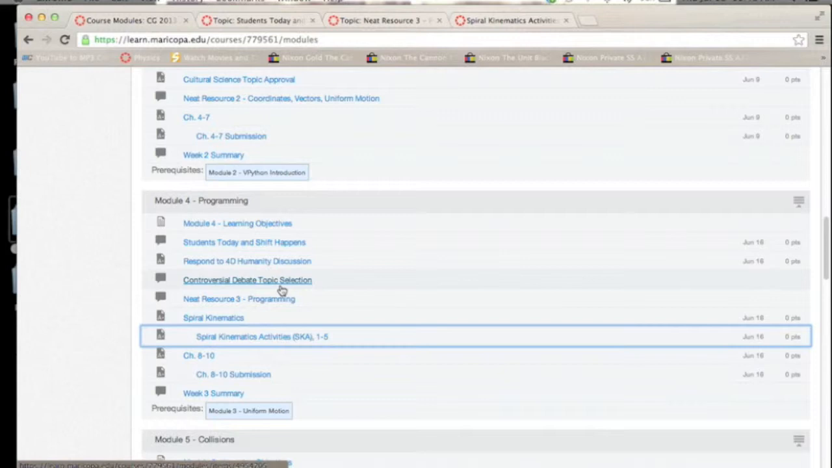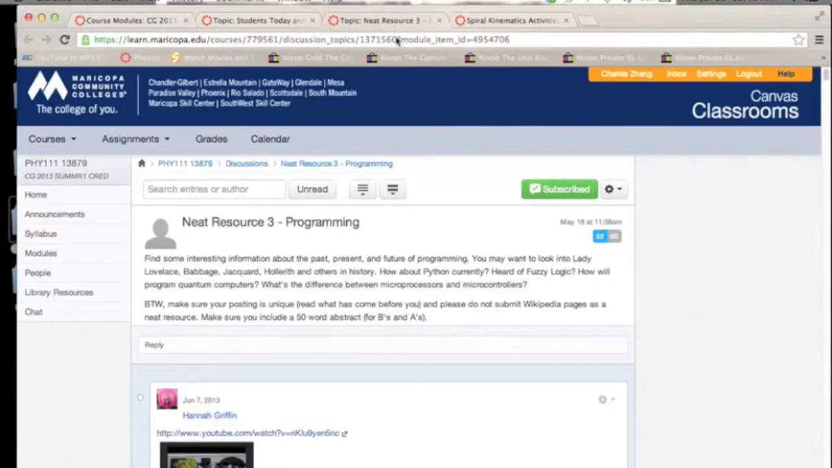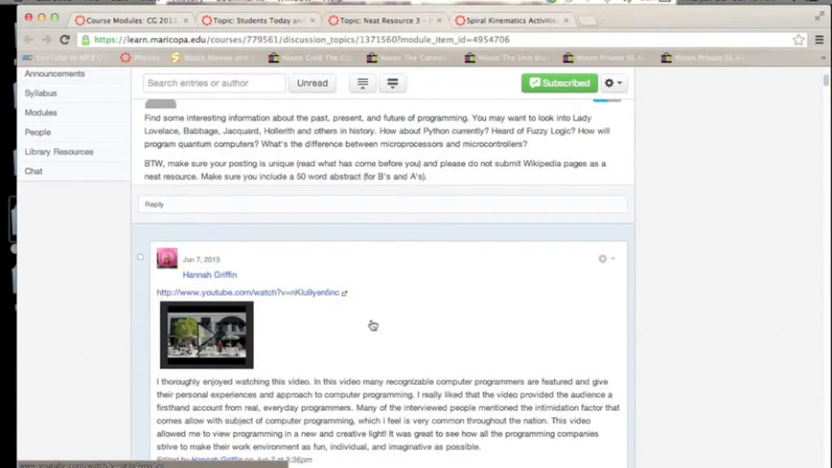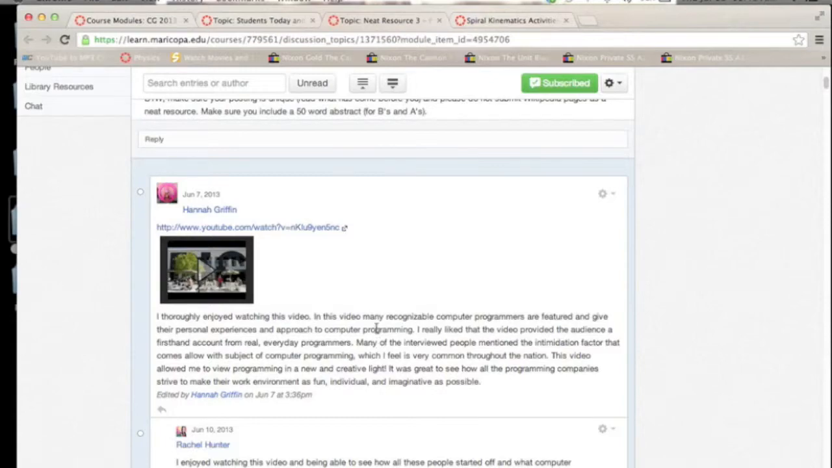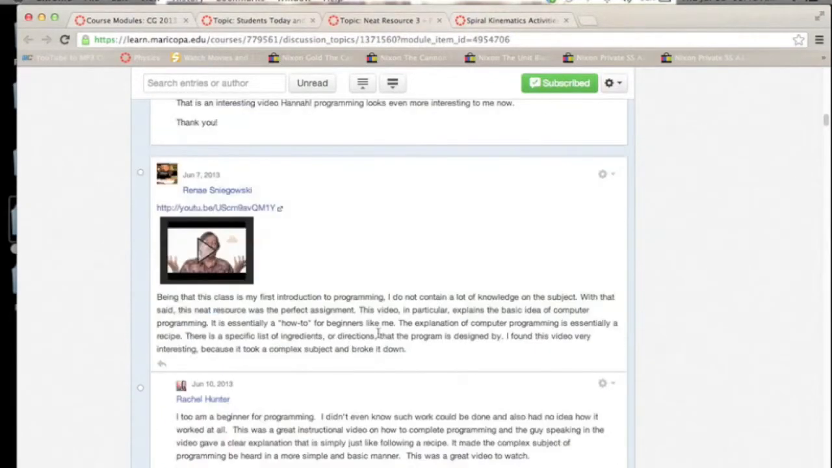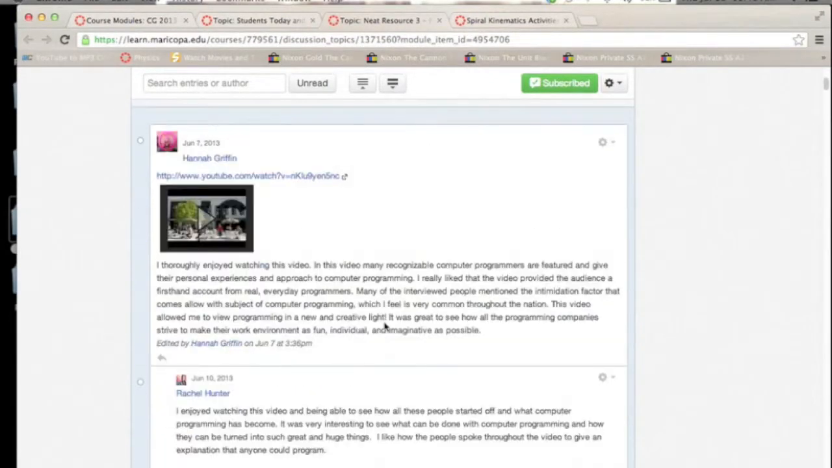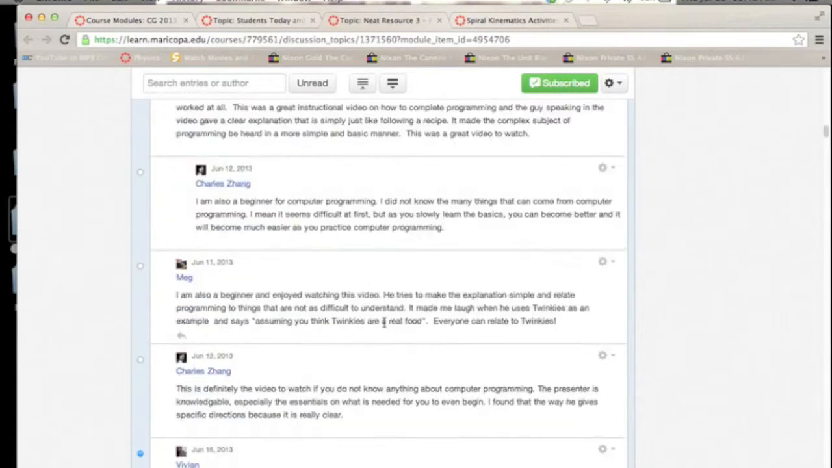Then this week we also selected our controversial debate topic, and I selected that cloning is efficacious for science, scientifically efficacious. And then we go into our Neat Resources 3, programming. Now we found something about programming, and what I really realized is that a lot of computer programmers actually work together to obtain knowledge and to improve their programming skills.